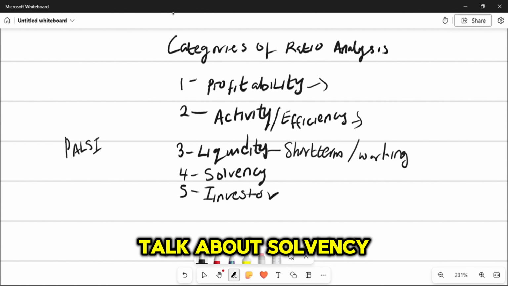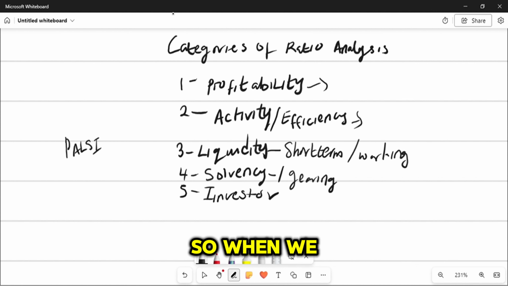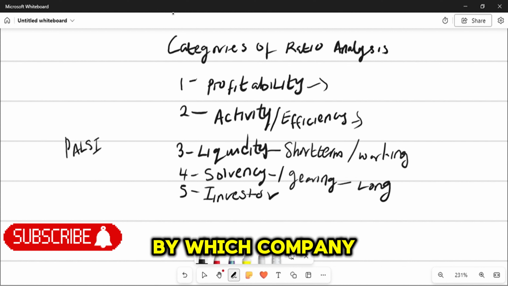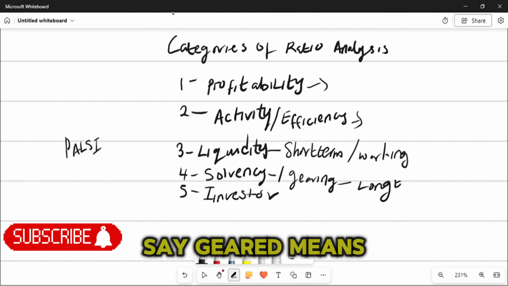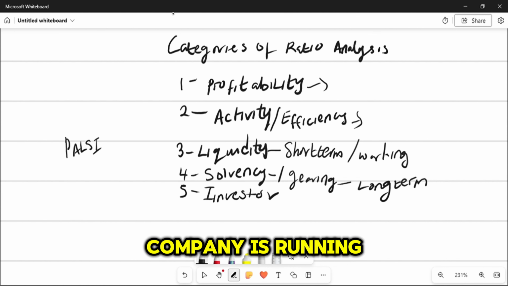Then when we talk about solvency, another name for solvency can be gearing ratios. You may have come across the word gearing. So gearing basically talks about long-term debts. So when we talk about solvency ratio, we talk about the company's ability to cover or pay up long-term debts or long-term loans, or the percentage by which the company is geared. So when we say geared, it means the amount of debt this company is running on.